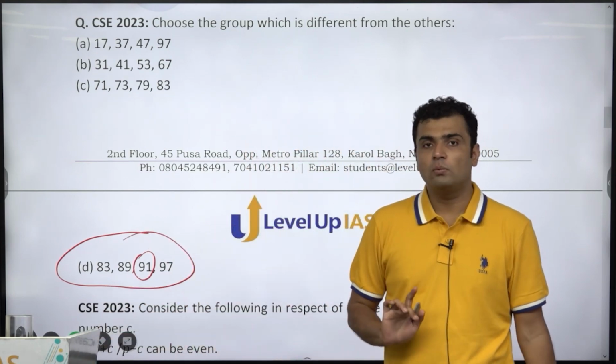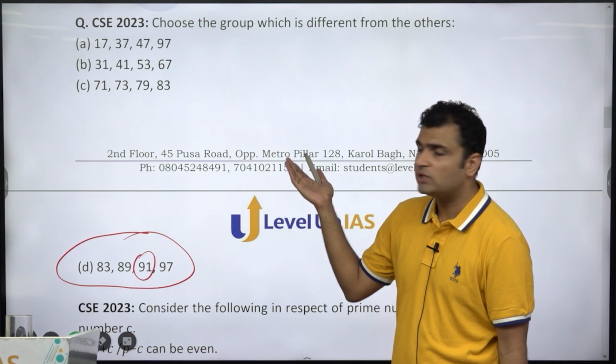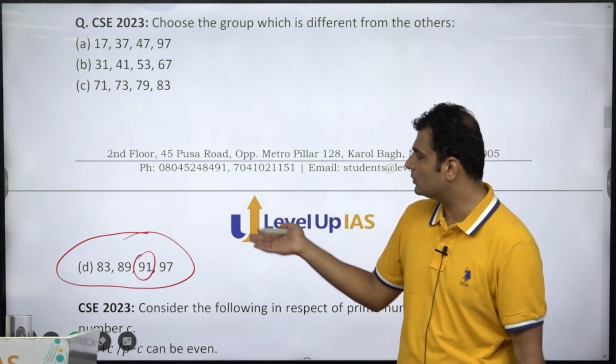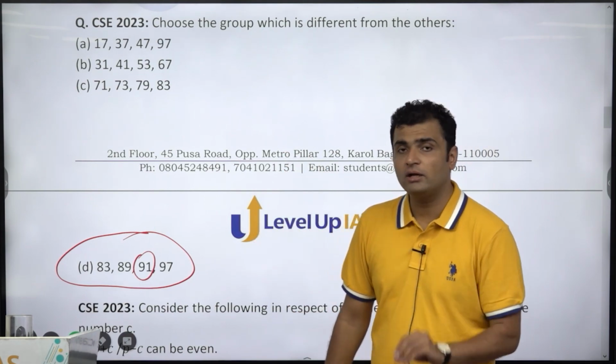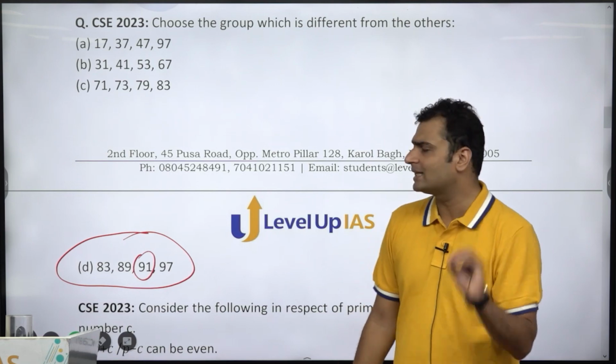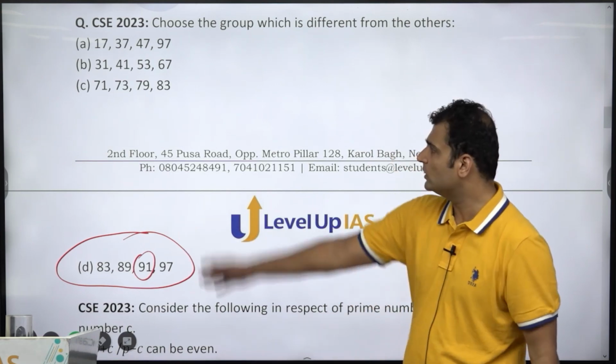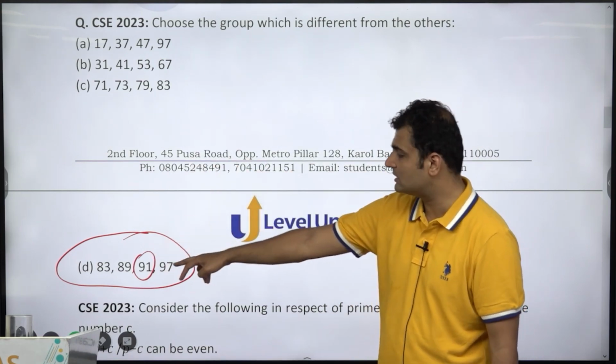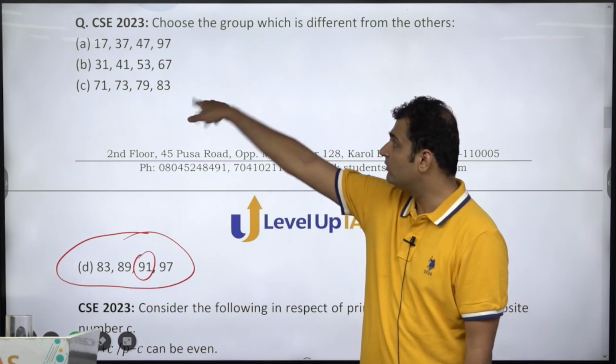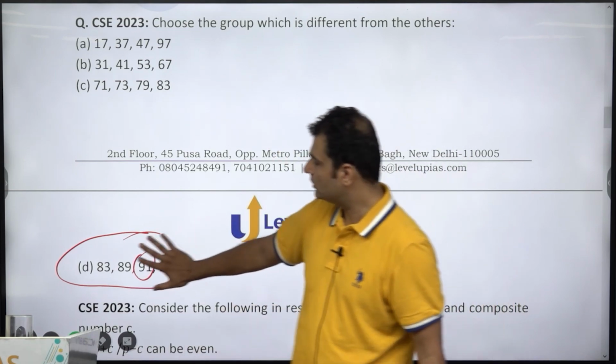That is what was asked. And see, if you know all the prime numbers from 1 to 100, this was just about observation. It would take you just 10 seconds to solve this question, because it is just about observing that this 91 is not a prime, and everything else is a prime number. So this must be the odd one.